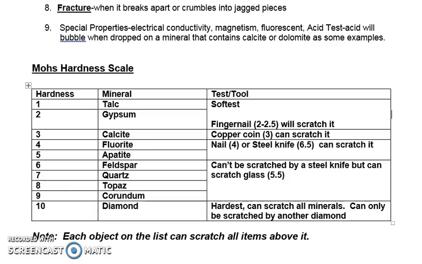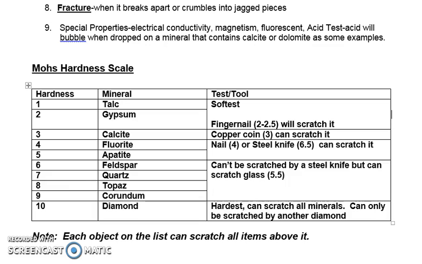Okay? See my note at the bottom there? It says each object on the list can scratch all items above it. So look at diamond. Diamond will scratch everything above it. It's the hardest and can scratch all minerals. Nothing can scratch diamond but diamond. Alright, so look at feldspar number 6. Feldspar will scratch everything above it. So 5, 4, 3, 2, 1. But it can't scratch anything underneath it.